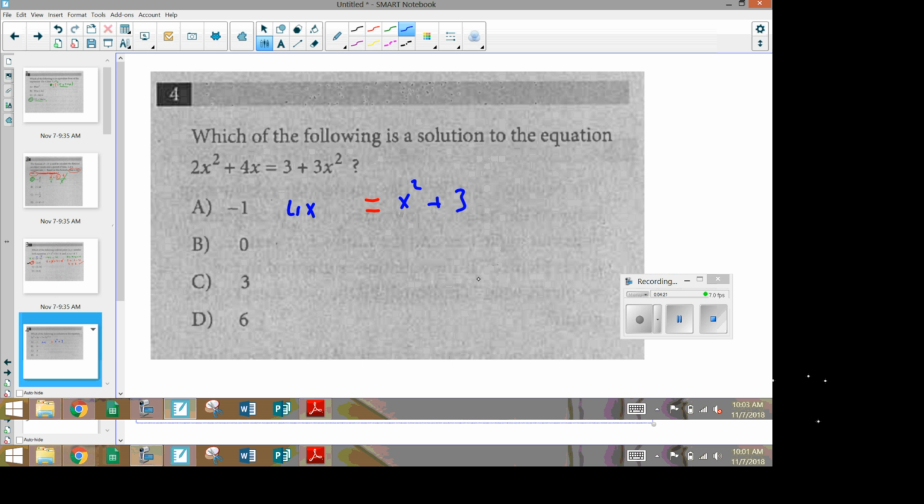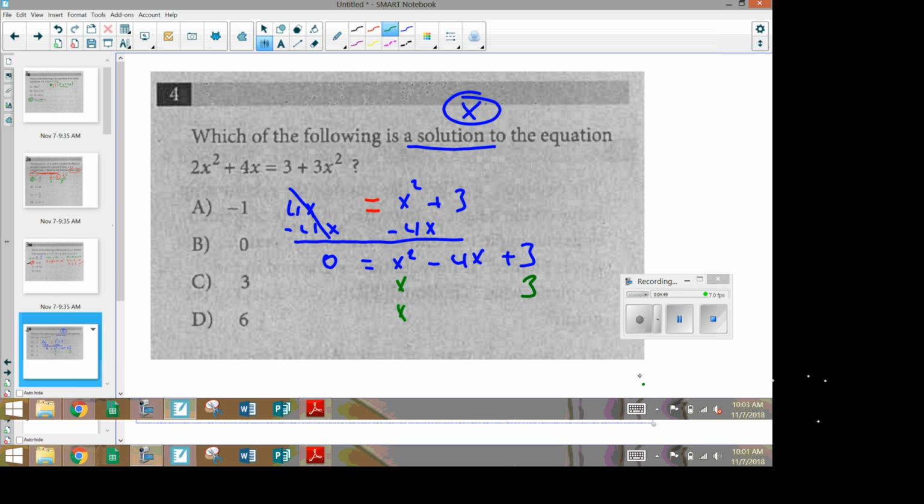Then let's subtract 4x from both sides. Zero is equal to x squared minus 4x plus 3. Okay, what is the solution? Solution means what is x? How to solve? When you see such a thing, we need to factor. In order to get the factors, I'm going to use this technique. X times x will give me x squared. 3 times 1 will give me 3.